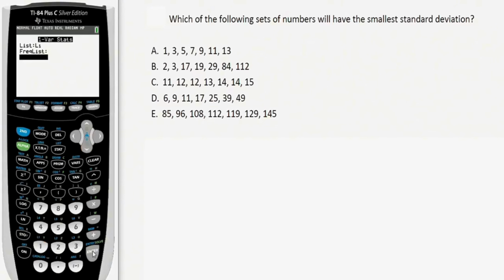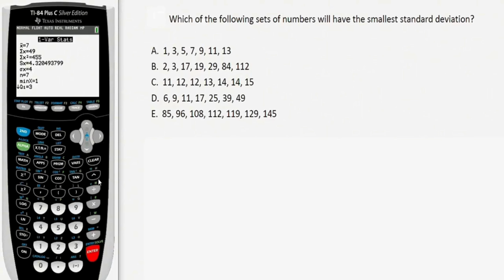Press enter. So you see we now have two standard deviations here, the sample and the population. We are going to make use of the sample to judge the values. So here for option A, we have the sample standard deviation to be 4.3. Alright, so let's check the sample standard deviation for option B.